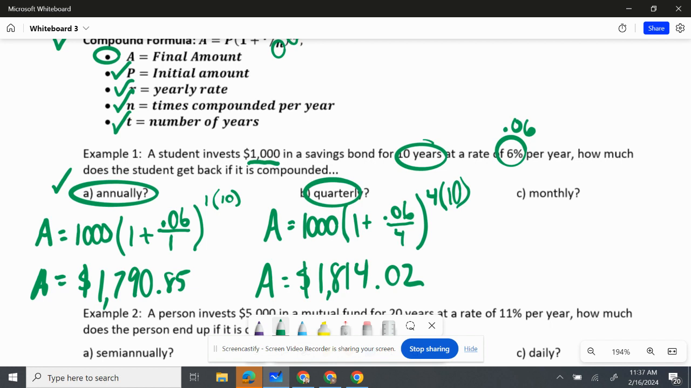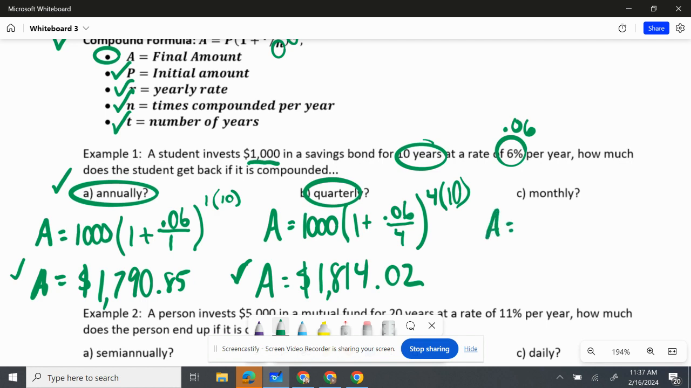When it's compounded quarterly, you're getting interest from every quarter. So every 3 months, you're getting interest on your amount, and then that amount with the interest is getting interest. So you're getting interest on your interest. The more it's compounding, the more money you get. When it's compounded 4 times per year, you're getting more than you would get if it was 1 time per year. So we could take a guess that the monthly amount should be more.